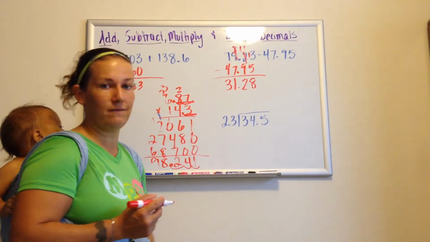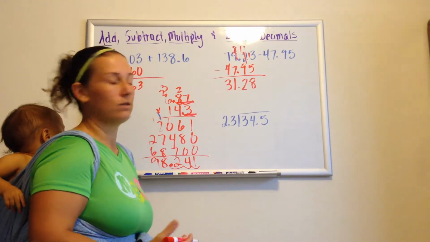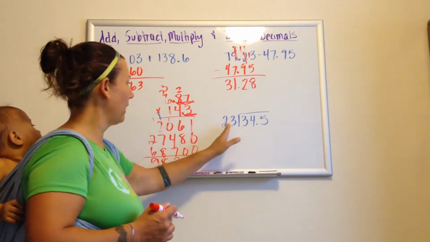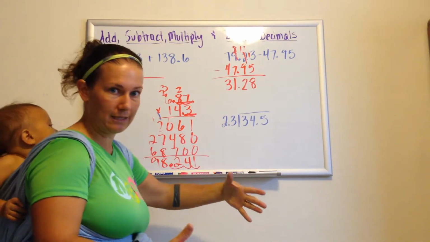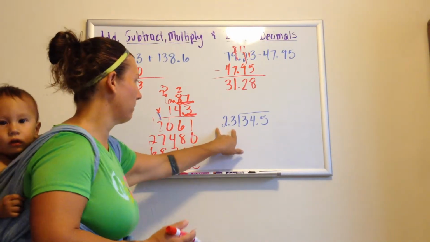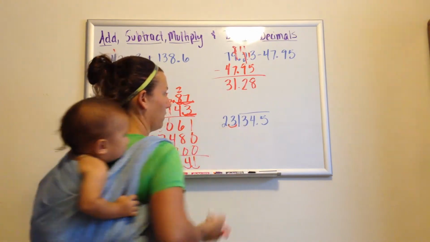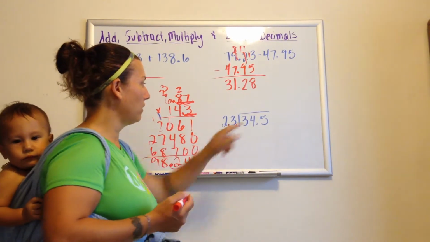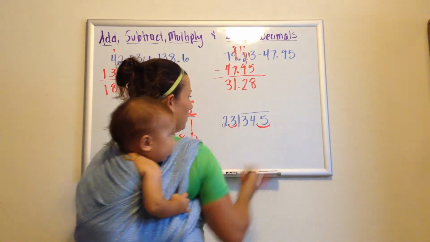Alright, last thing with division. With division, the only thing to remember is that you can't have a decimal out here. Okay, so we want to move it over however many places it takes to make this a whole number. So in this case, I only have to move it once. But however many times I move it out here, I also move it in here. So I move it over once.